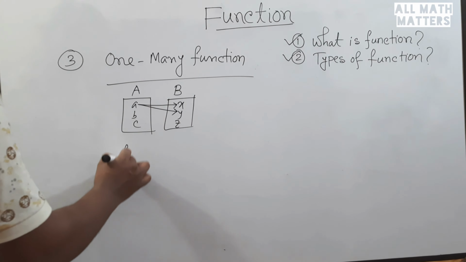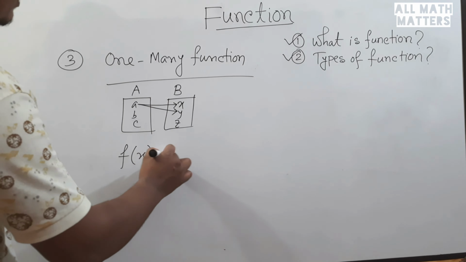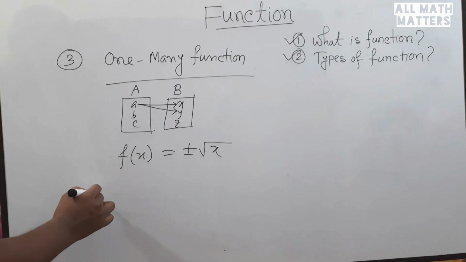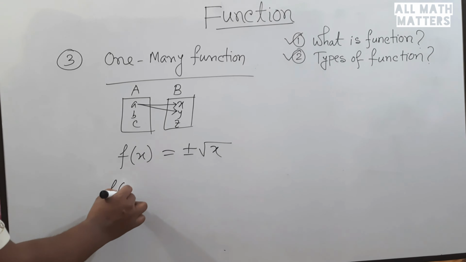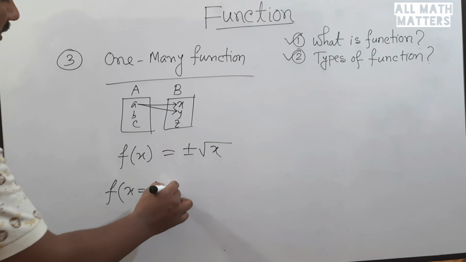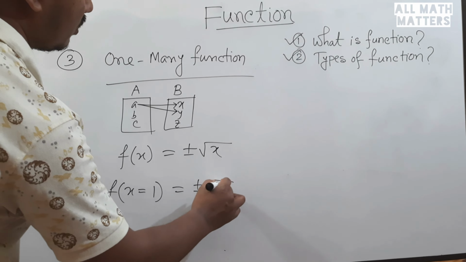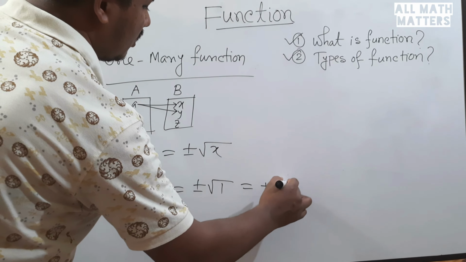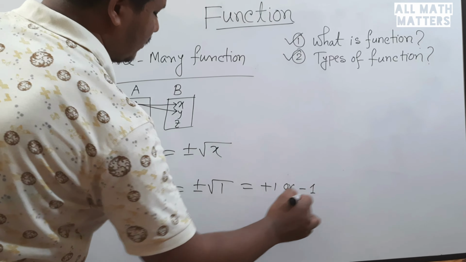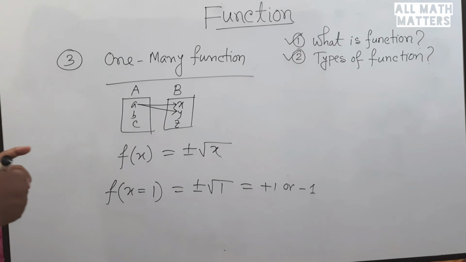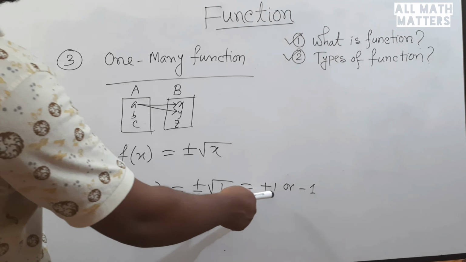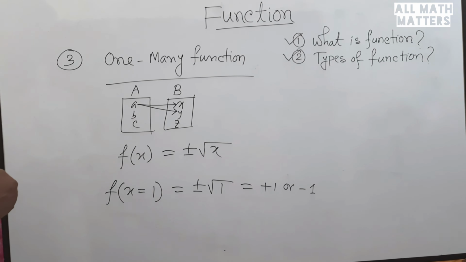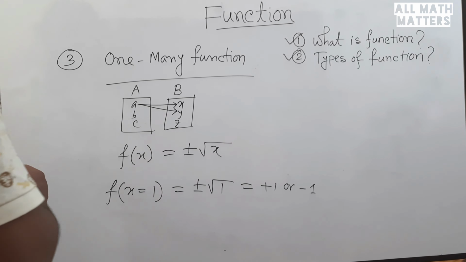For example, if we consider a function like f(x) = plus minus root of x. So if we input a value of x = 1, then we will get plus minus root of 1, that means plus 1 or negative 1. So for only a single value we get more than one value. That's why this function is called a one-many function.